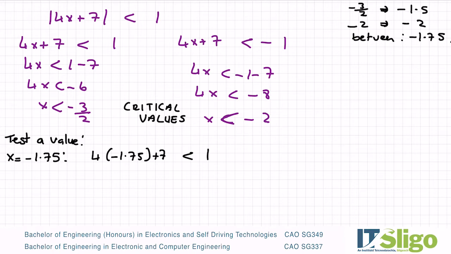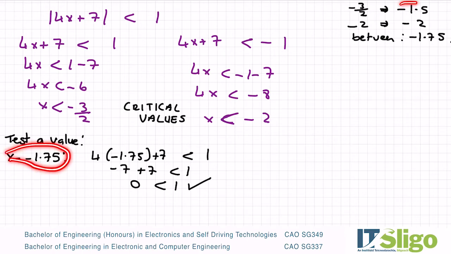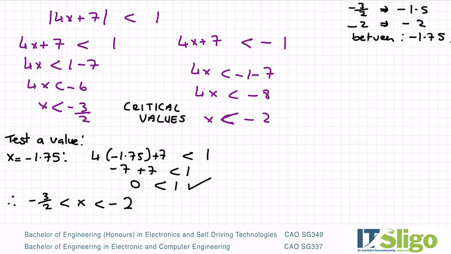So 4 times minus 1.75 plus 7, is that less than 1? On my calculator, 4 times minus 1.75 is minus 7, plus 7, less than 1. 0 is less than 1. Is 0 less than 1? Well, yes it is. So therefore it is the values between these that satisfy this equation. So any value between minus 2 and minus 3 over 2 satisfies the equation 4x plus 7 less than 1.